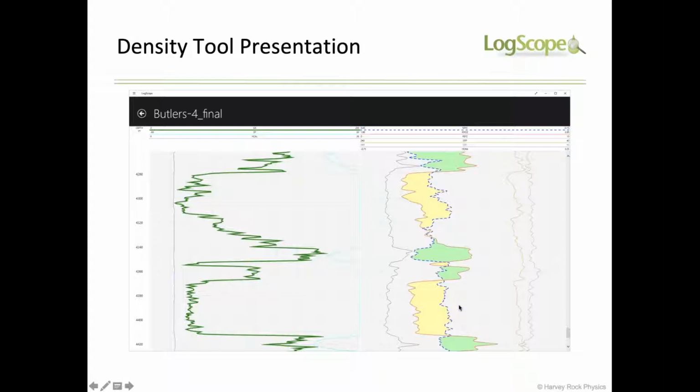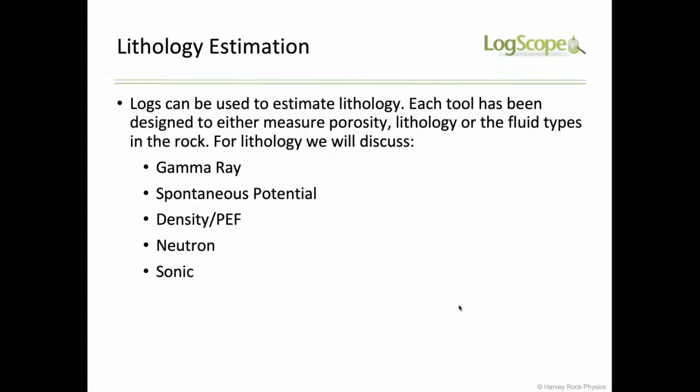And it's incredibly useful to shade these curves. Nominally, people use green for shading when the density is greater than the neutron, and yellow when the neutron is greater than the density, or less than the density, I should say.